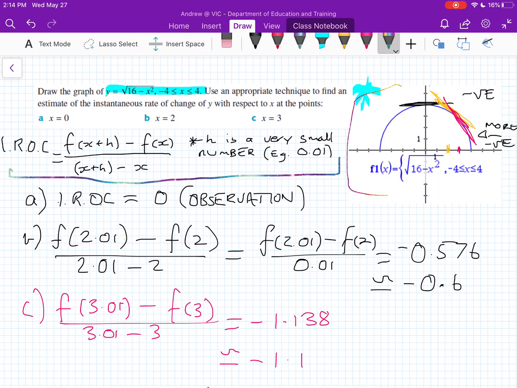From this, we saw our first one was going to be 0 because it was at a turning point, and it made a horizontal line with the tangent. Then we knew that our third one was going to be more negative than our second one, and our answers followed that. So that's a good way to check you're doing it right and doing the right thing when you complete these. Good luck with working out instantaneous rates of change.